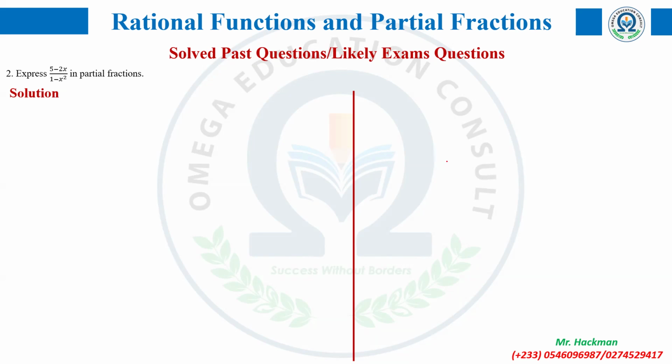Okay, Prof. Adam, let's go. So I'll check whether the equation is a proper or improper fraction, rational function. So it will be proper. So tell me what you write, and I'll write it for you. Given 5 minus 2x on 1 minus x squared.